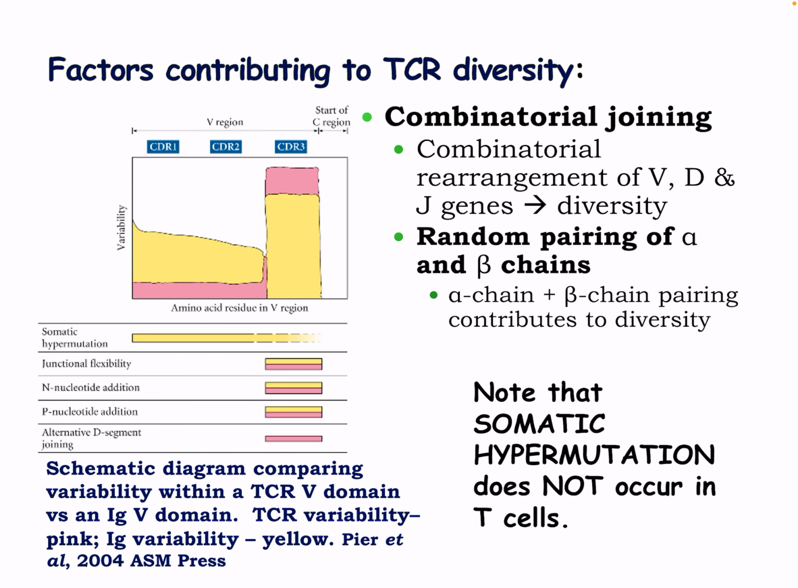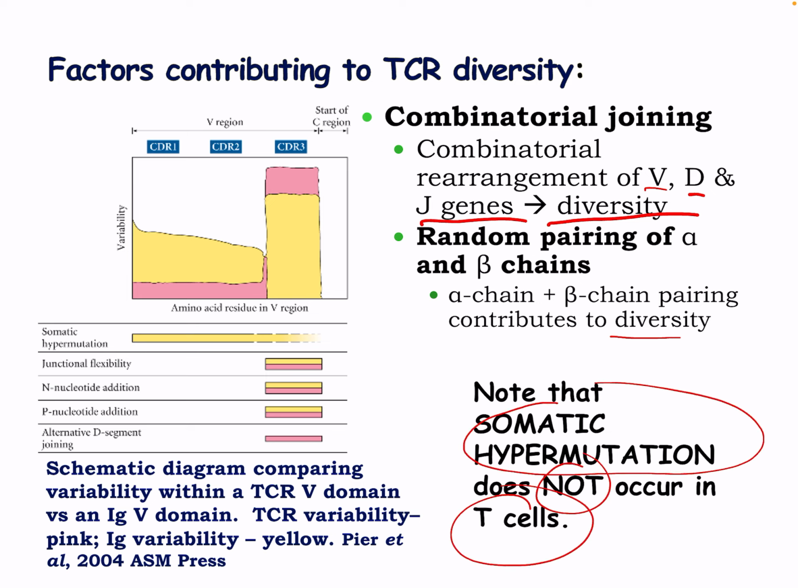So also, in T cell receptors, we have combinatorial joining, where we have combinatorial rearrangement of the V, D, and J genes, which results in further diversity. We also have random sampling of the alpha and beta chains. So the alpha and beta chain pairing contributes to diversity. We can note that somatic hypermutation does not occur in T cells. That's important to remember.